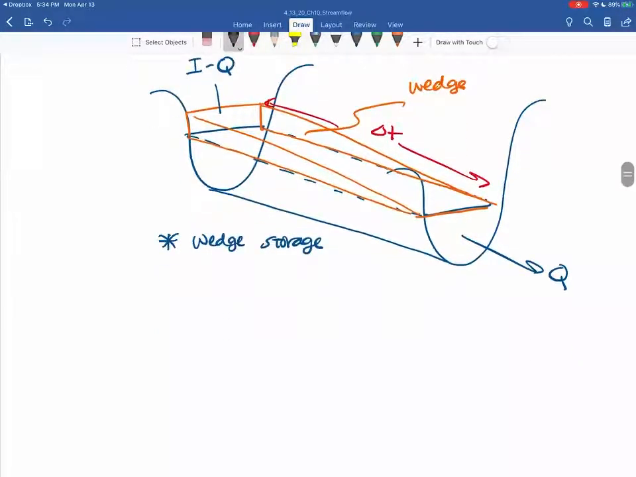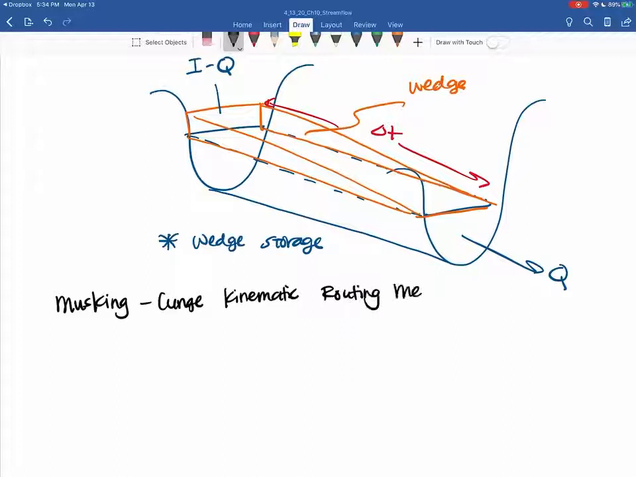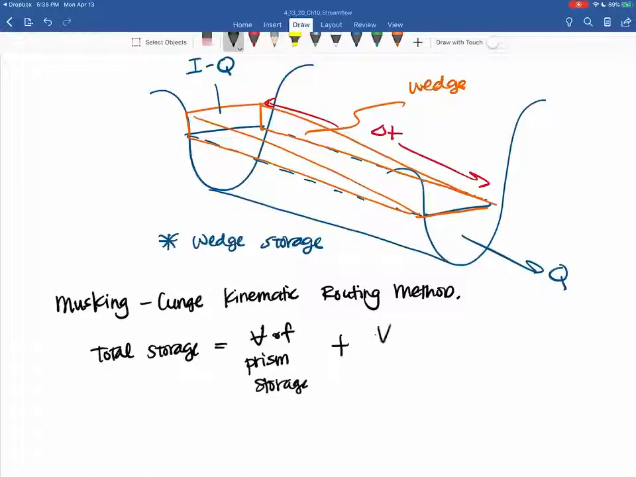The method that we use to estimate this is called the Muskingum-Cunge kinematic routing method. And again, it uses this kind of prism estimation to get our total storage. So the total storage is equal to the volume of our prism storage, plus the volume of the wedge storage. And that's the total amount essentially leaving our system.